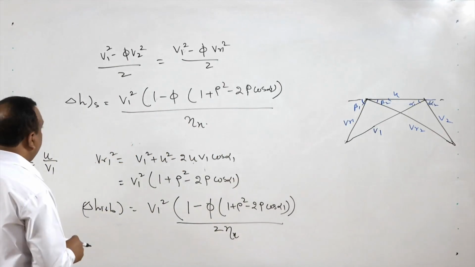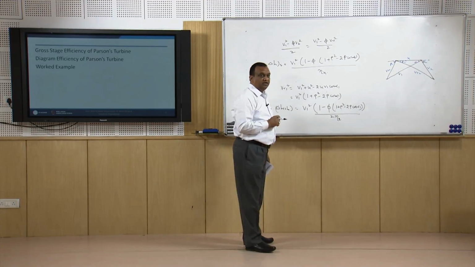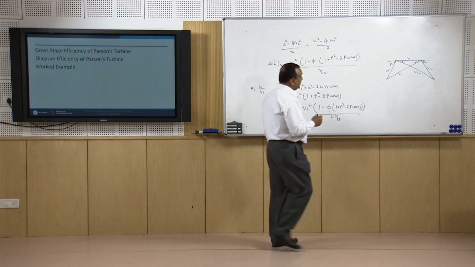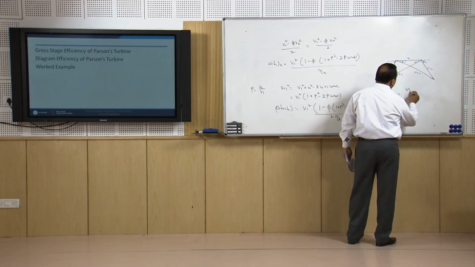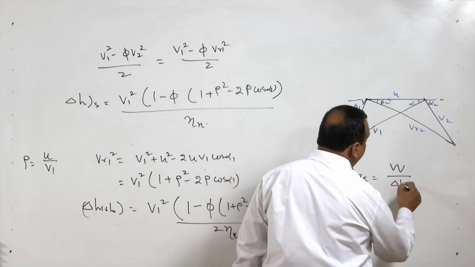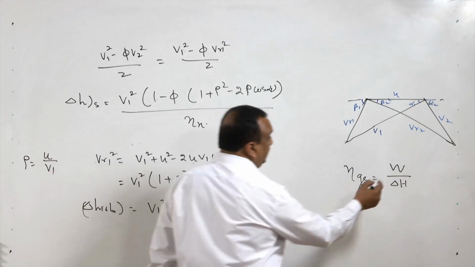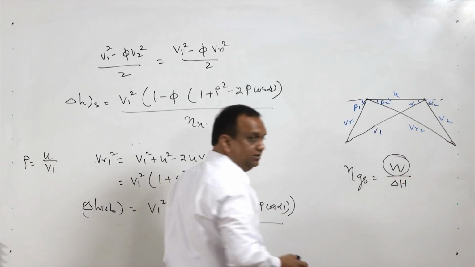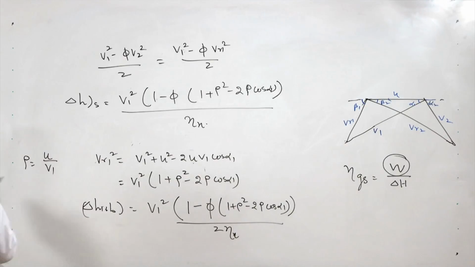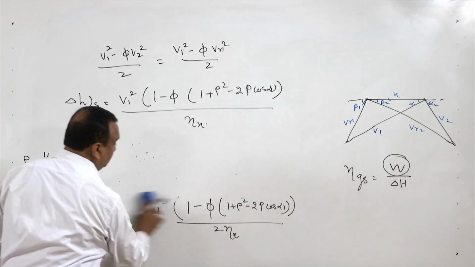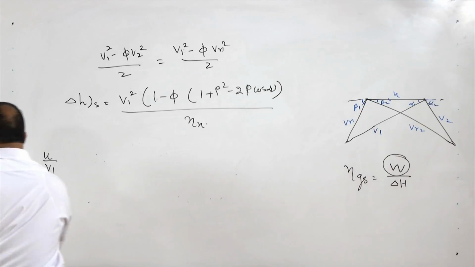Okay. Now we want to find the gross stage efficiency. For gross stage efficiency, if you remember, we need work and then change in enthalpy. Now in order to find work, we need the whirl component of the velocity. And delta H we will take from here.